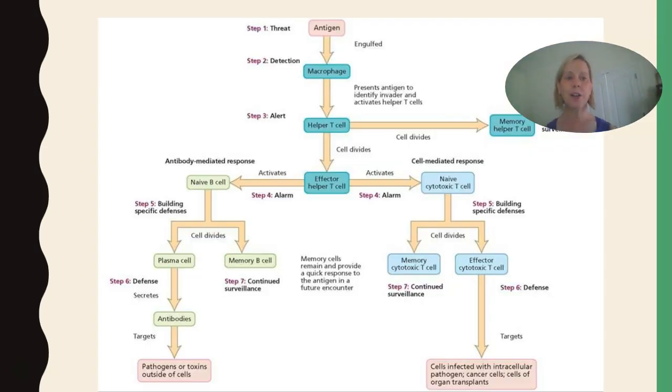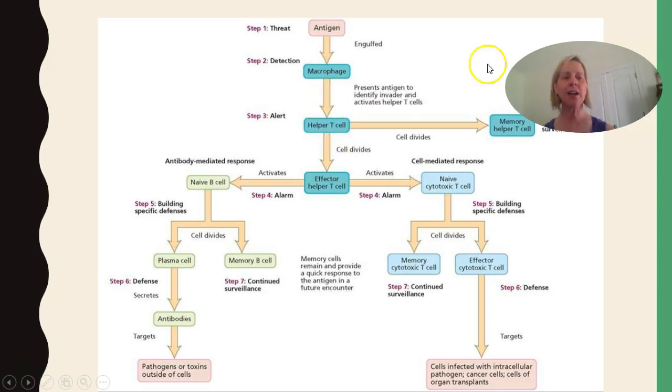Here's a good diagram of this. So we start out with an antigen. This will be the threat. This is your foreign antigen. And it will be engulfed by a macrophage when it detects that it's foreign. And then that macrophage will present this antigen, kind of show this antigen to this helper T cell.